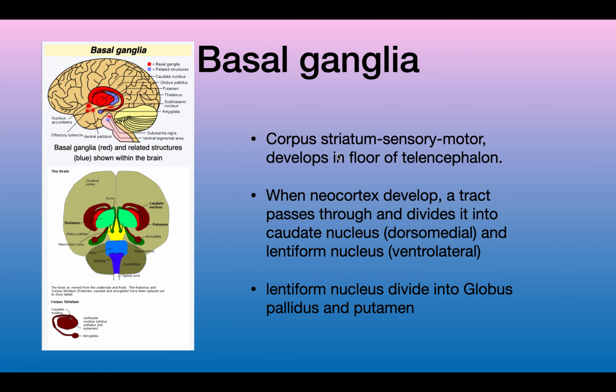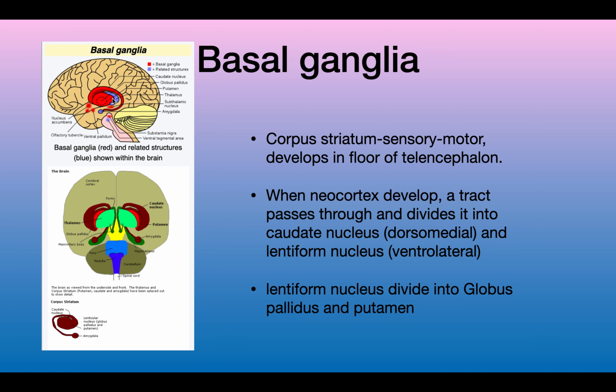So the corpus striatum is going to be a sensory motor complex, and it develops in the floor of the telencephalon. Then when the neocortex develops, a tract has to pass through it and divide it into the caudate nucleus, which is going to be your dorsomedial area, and the lentiform nucleus, which is going to be your ventral lateral area.